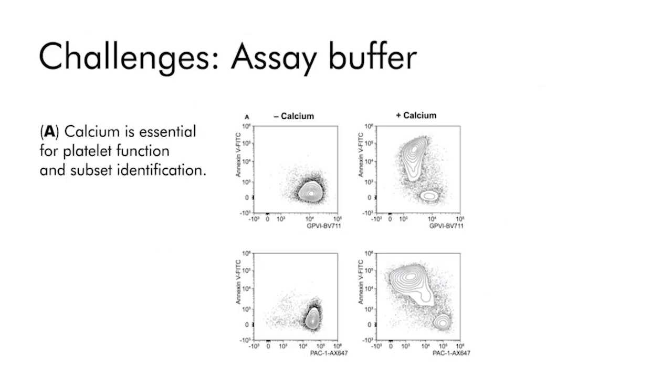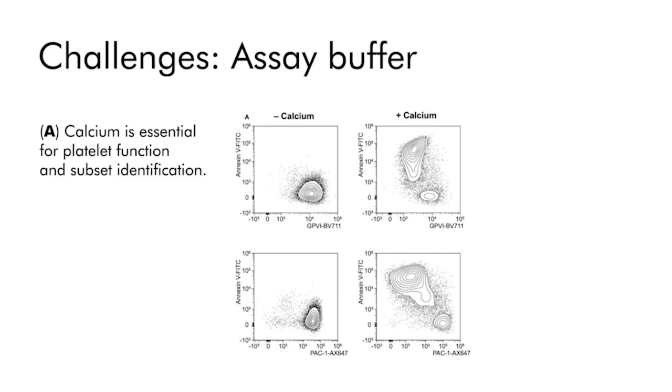So calcium is essential for platelet function and for the function of proteases that regulate the expression of certain receptors. So using agonist stimulated platelets as an example, figure panel A here shows the staining of annexin V against GP6 in the topmost plots and against PAC1 in the bottommost plots, in the absence and in the presence of physiological calcium, which is about 2.5 millimolars.